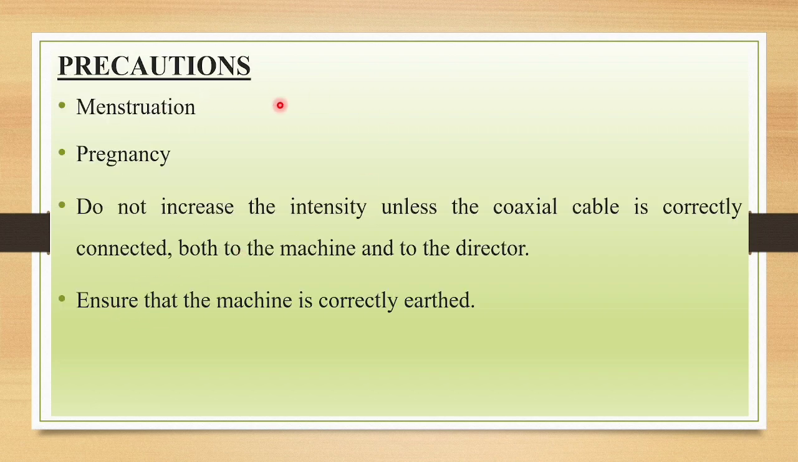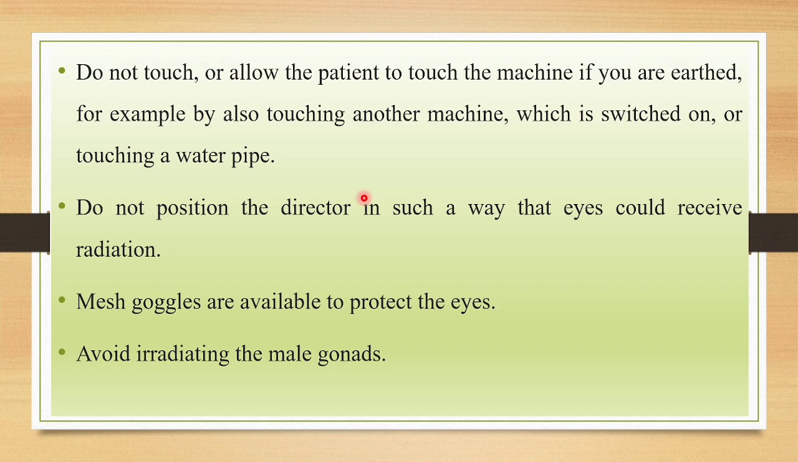Coming to the precautions: those with menstruation, those who are pregnant. Do not increase the intensity unless the coaxial cable is correctly connected both to the machine and to the director. Ensure that the machine is correctly earthed. So all this can be used as a precautionary measure in order to prevent the dangers. Do not touch or allow the patient to touch the machine if you are earthed, for example by also touching another machine which is switched on, or touching a water pipe. If you do not take precautionary measures, this can lead to an earth shock.